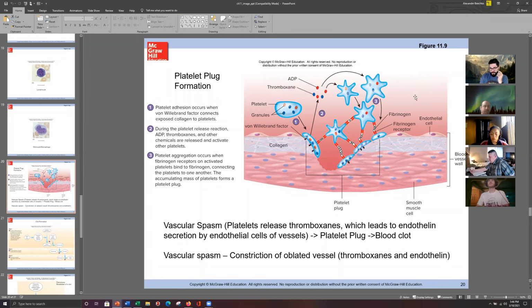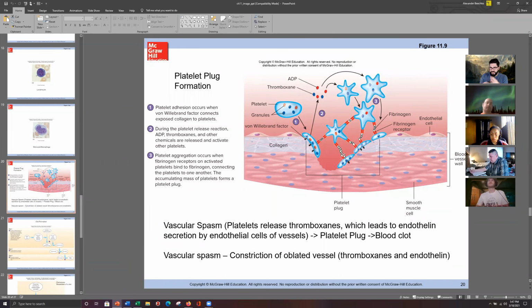So then platelets will start to aggregate around different fibrinogen receptors. These little red proteins on the surface of each of these platelets will bind to fibrinogen. And remember, fibrinogen is one of those proteins that's floating around in the blood. Those fibrinogen proteins will then bind to exposed fibrinogen receptors and allow for the adherence of other platelet cells, or cell fragments rather, to start sticking together.